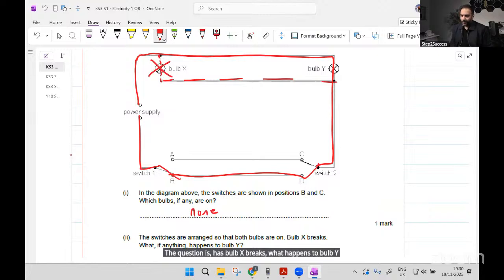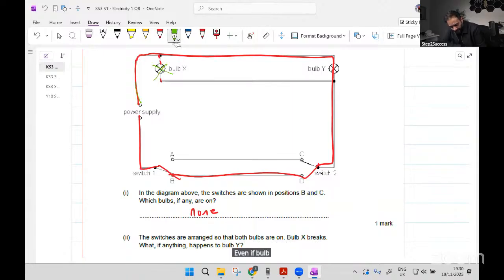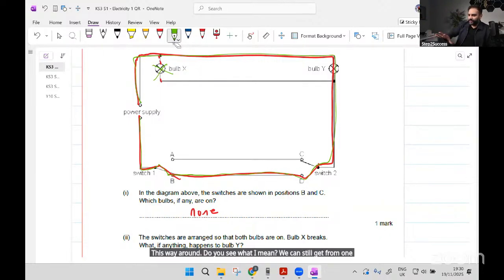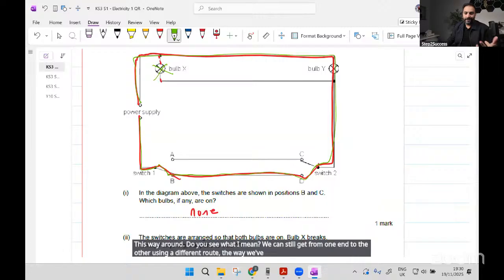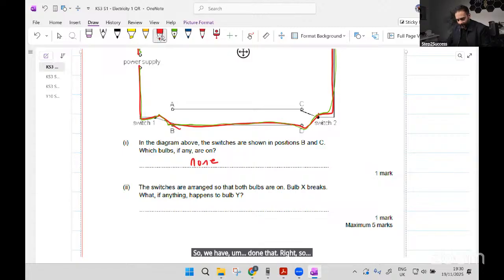Well, I don't think anything happens to bulb Y because of the way we've set up this circuit. Because even if bulb X breaks, we'll get a complete circuit this way around. Do you see what I mean? We can still get from one end to the other using a different route because of the way we've set it up. It's called a parallel circuit. So bulb Y, nothing happens to it. It stays on.